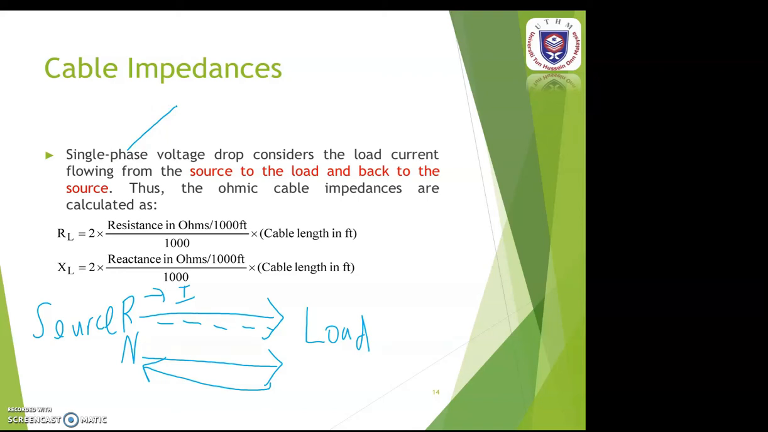Thus the ohmic cable impedances are calculated as follows. Because of two cables, the current flows through two cables, so R equals 2 times the resistance in ohms per 1000 feet divided by 1000 times the cable length in feet, and for the reactance, 2 times the reactance in ohms per 1000 feet divided by 1000 times the cable length in feet.